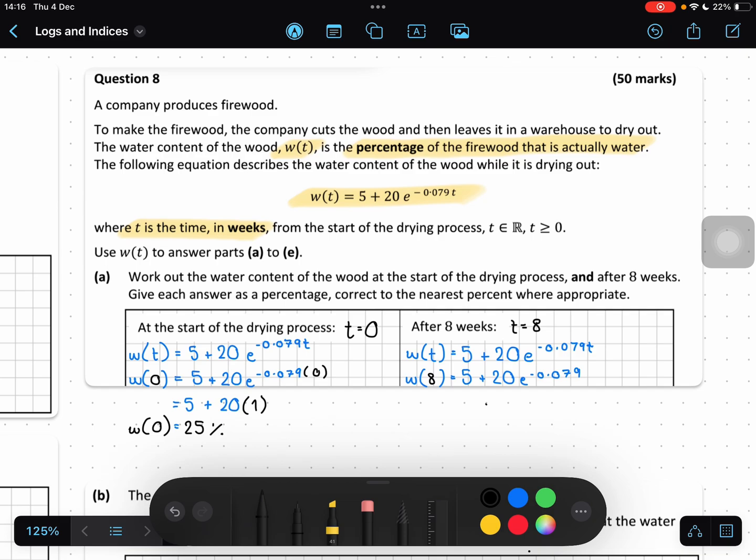Okay, so t is going to be 8, so it's multiplying by 8. I can't do this in my head, so I can just throw it all into my calculator. Okay, so that I get 15.63%. Then again, I go back and reread the question: give each answer as a percentage, correct to the nearest percent. So I'm going to approximate this here as 16%. That's after 8 weeks. Those squiggly equals signs are just because it's an approximation there.